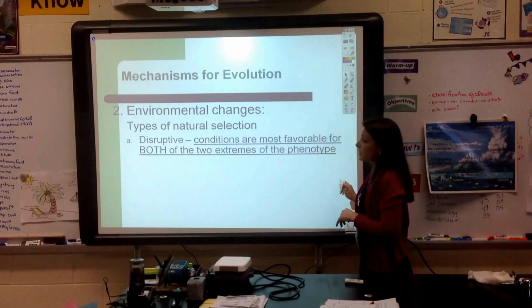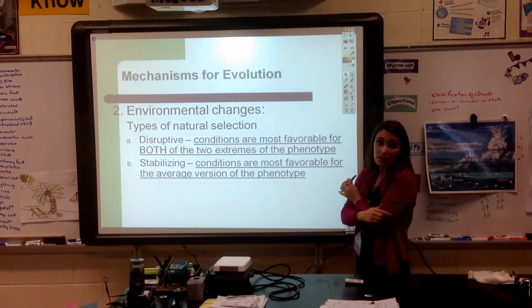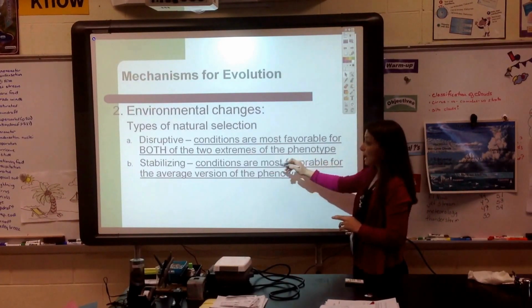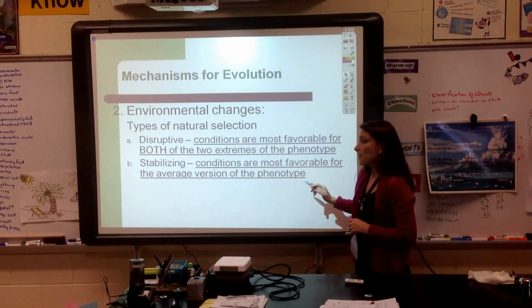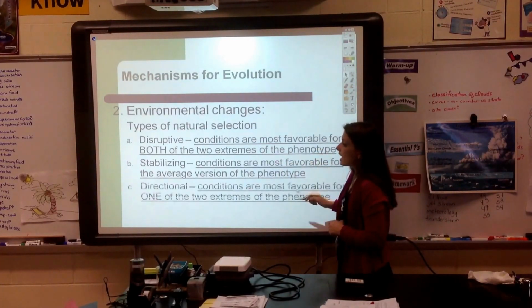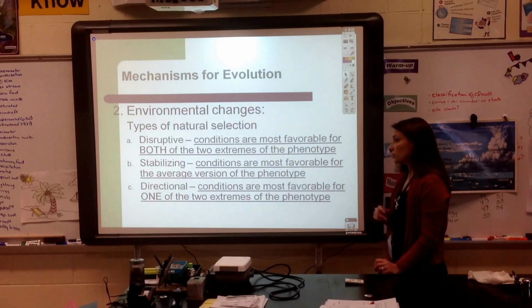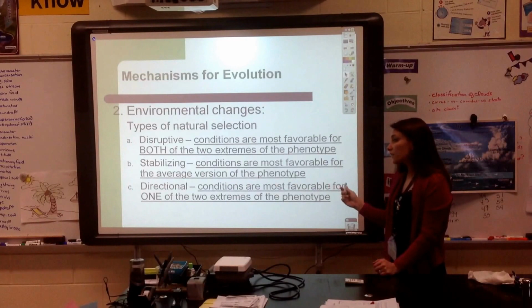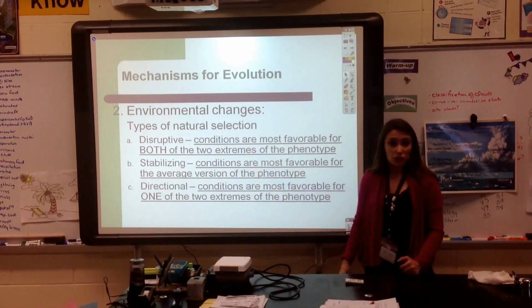Two other patterns that we'll see. The first is called stabilizing. Conditions are most favorable for the average condition, meaning that the average is the most successful, and that's called stabilizing. And then we have directional, which is where conditions are most favorable for one of the two extremes. So we move in one direction.